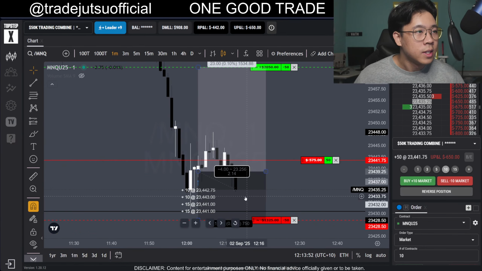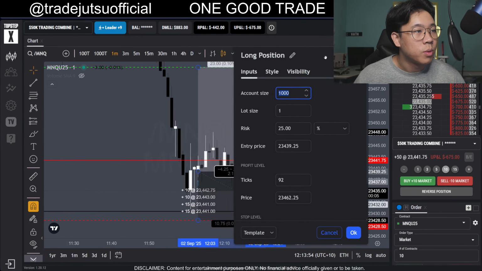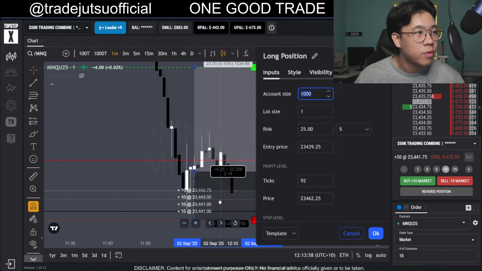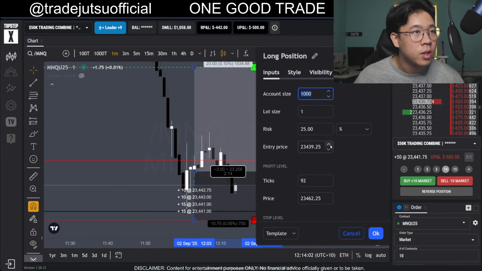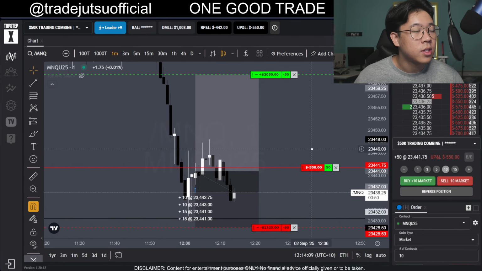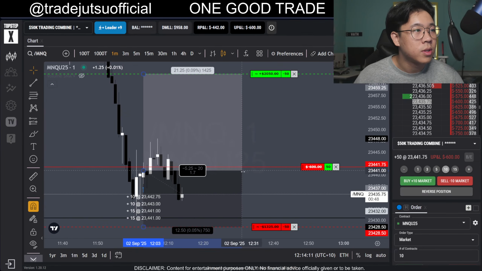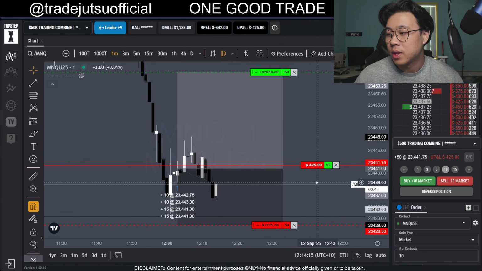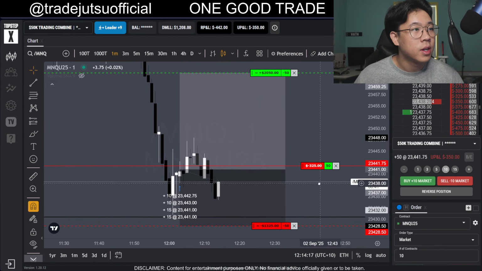Now let's have a look at where the entry would be specifically: 23,441, something like that. That was my first entry area. And that's essentially the trade that we're sitting in now. We're going to see how this plays out, chat. That is where we're at now.